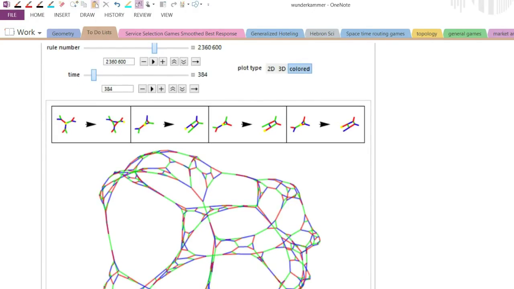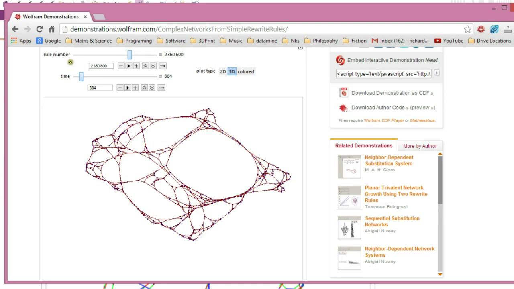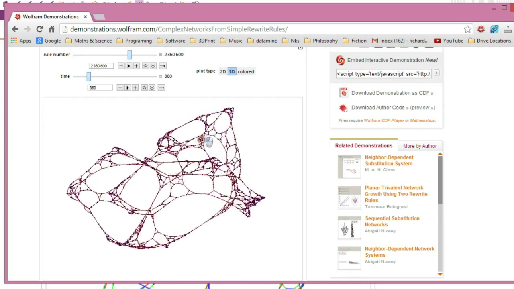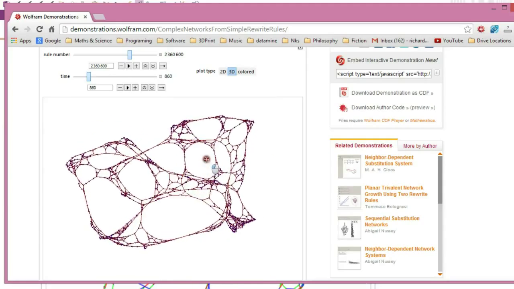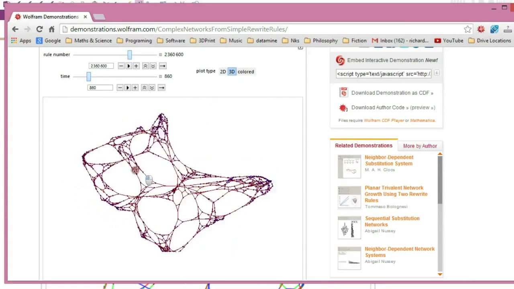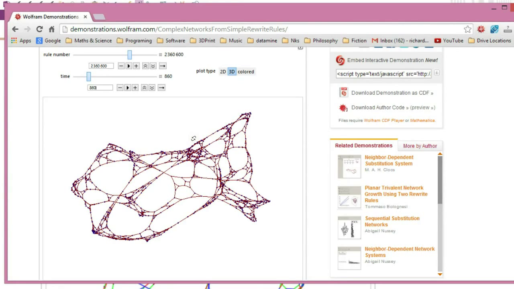Paste. Okay, right then. What can we say about it? Well, this is only on time step 384. We'll have a look at it in 3D, and we'll have a look at it for longer. So it seems to be growing at quite a rate. It seems to be producing a very interesting structure with ladders and all sorts, and lots and lots of different faces of different sizes. And it seems to be naturally producing something like a non-orientable network. I bet this thing isn't planar. I bet it can't be drawn in the plane without having edges crossing over each other.